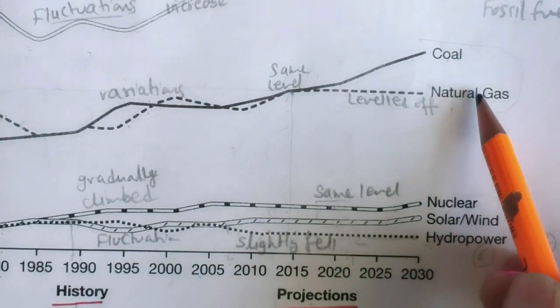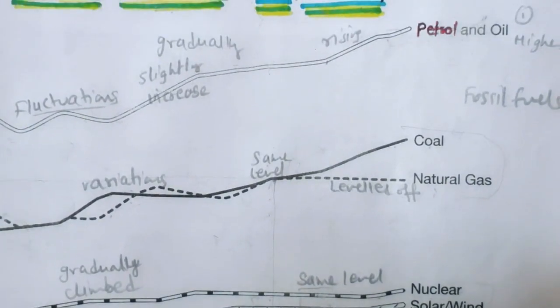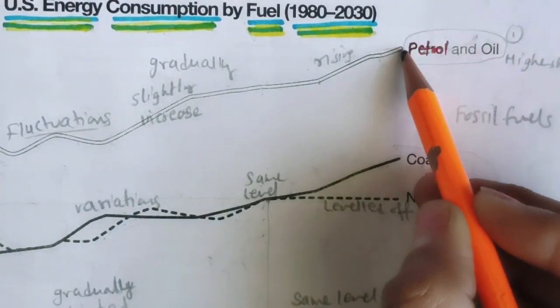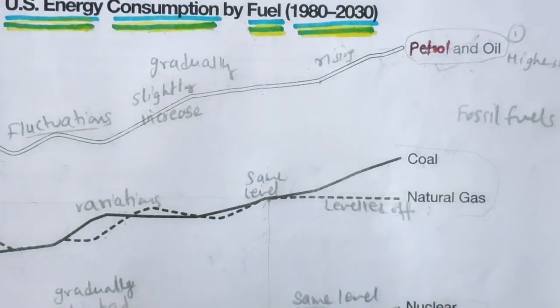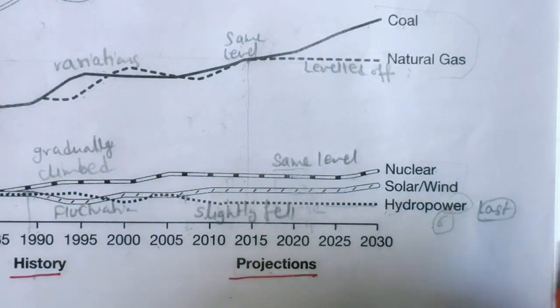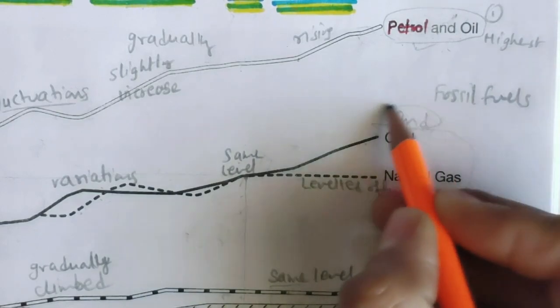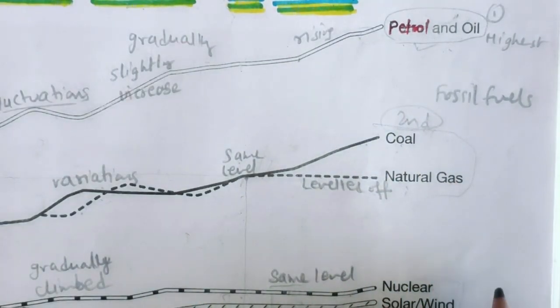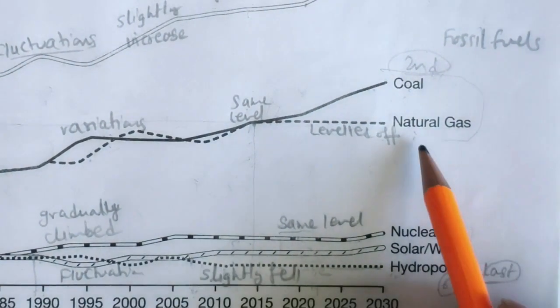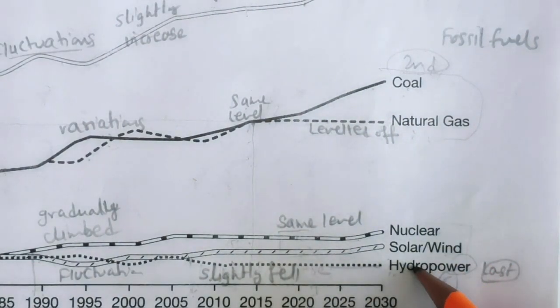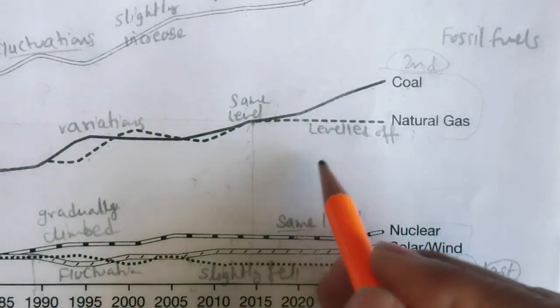So in the overall second paragraph, you are going to write about the highest point, the highest graph, and about the lowest graph also. The second position is coal, and strikingly you can give these 2 points: natural gas and hydropower are leveled off.